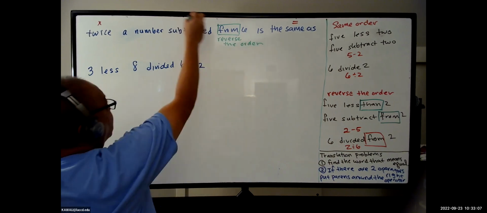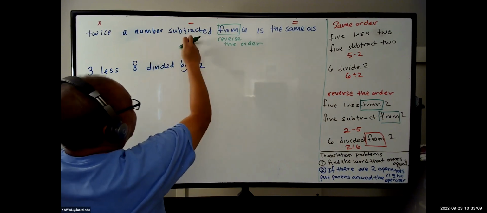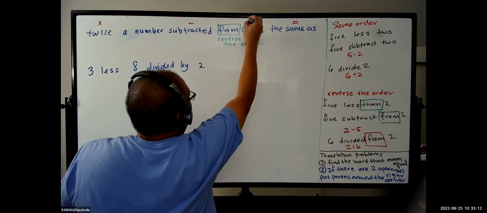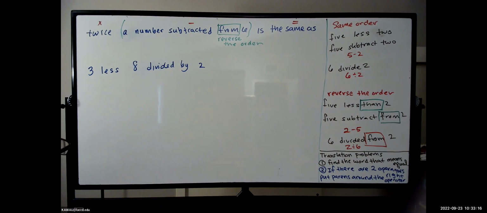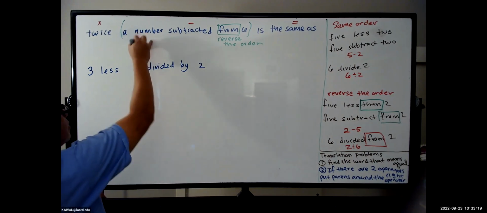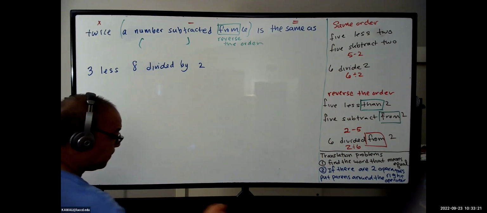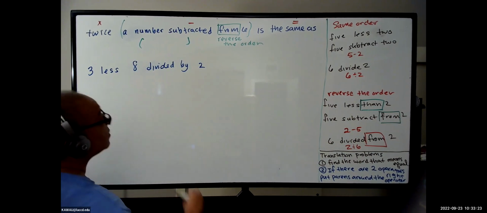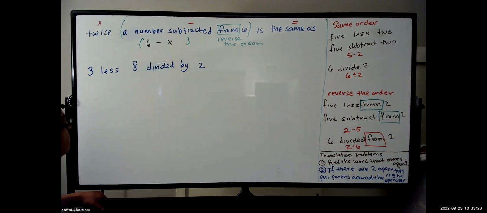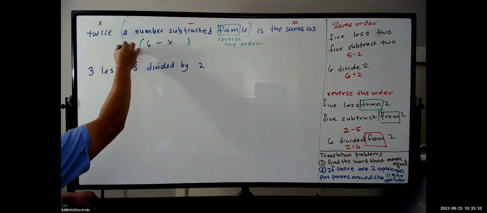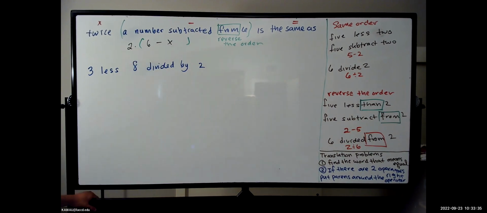Okay, but first of all, I have a number subtracted from 6. Okay, so that's going to be, reverse the order, 6 minus x. And then you're going to go twice, and then you're going to have 2 times like that. Okay. And then we have our equal.